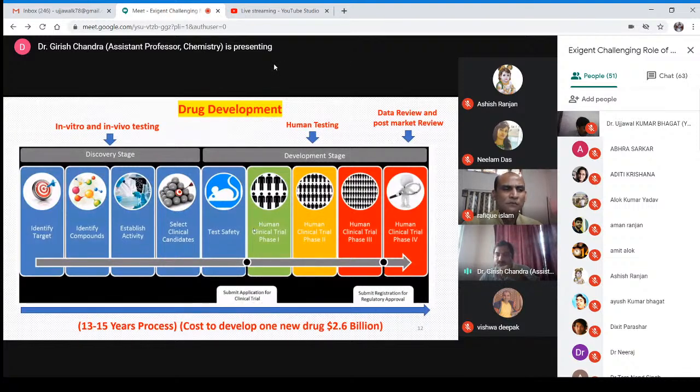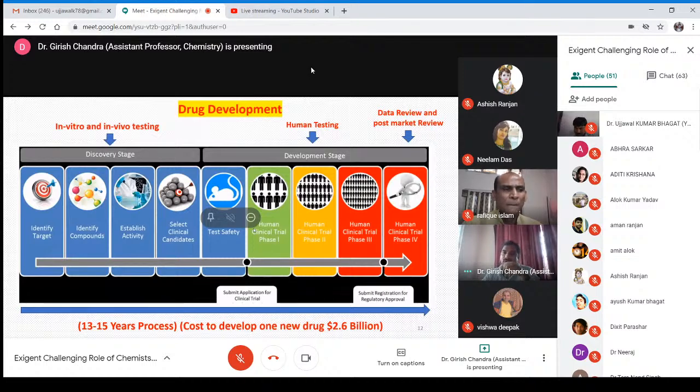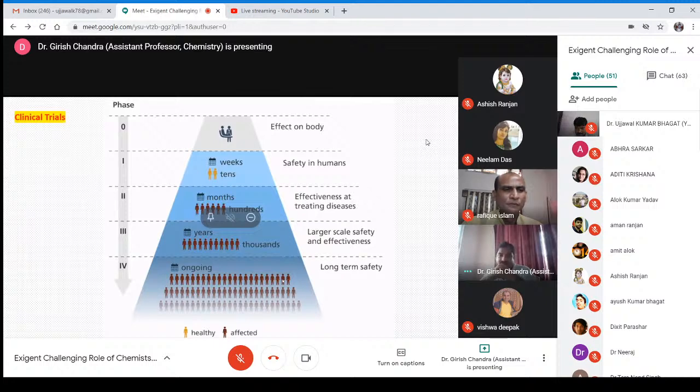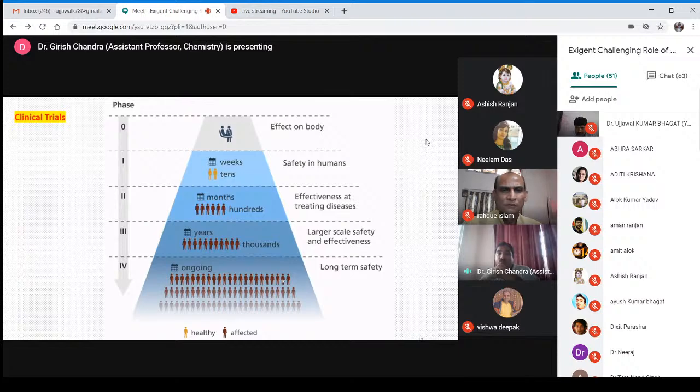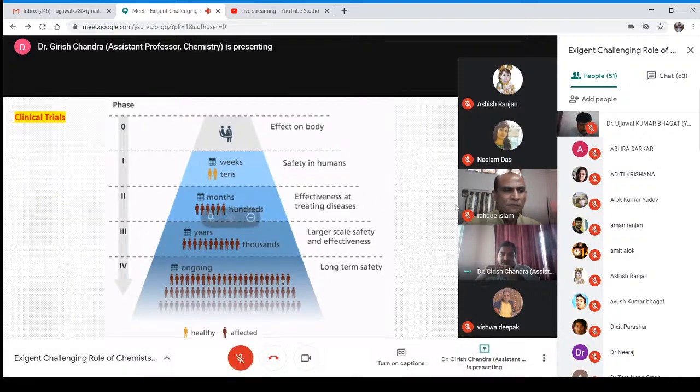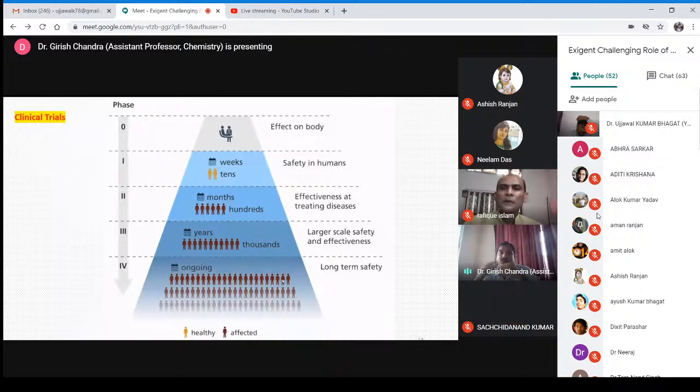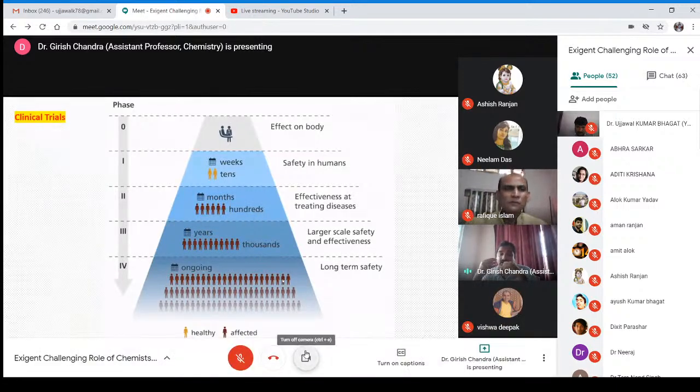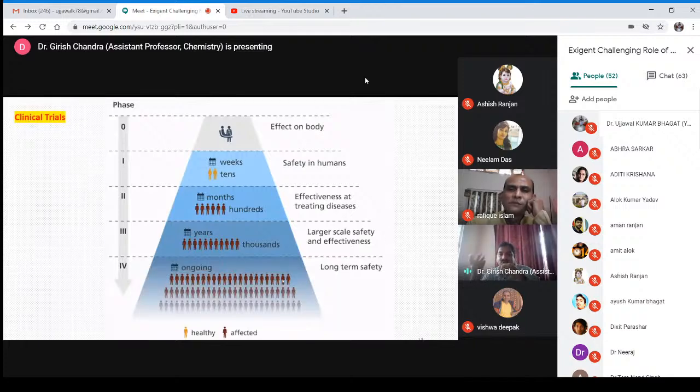After this, if you are successful in phase 1, then you have to do phase 2 and phase 3. In phase 2, you have to take real patients. The number of patients is very limited, and you have to study the efficacy of that drug. And if you are successful, then you have to go to the phase 3 stage. So what is the difference between phase 2 and phase 3? Phase 2 is limited to a few hundred patients. But in phase 3, we have to screen many different kinds of people, different ethnic groups. If possible, you have to screen the drug in different countries.